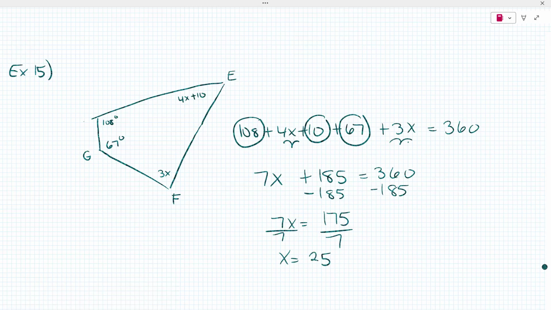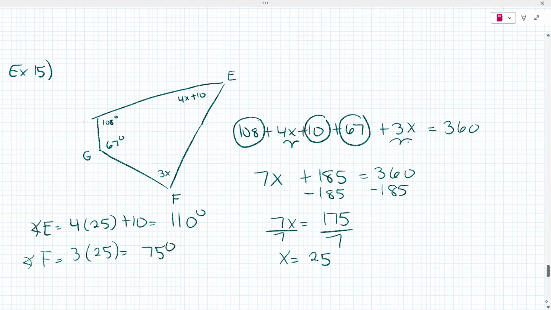So now what we could do is find our missing angles. We could find out what angle E is, which is 4 times 25 plus 10. That is 110 degrees. And then we could find out what angle F is. So that's 3 times x, 75 degrees. Right? Not too bad, right?